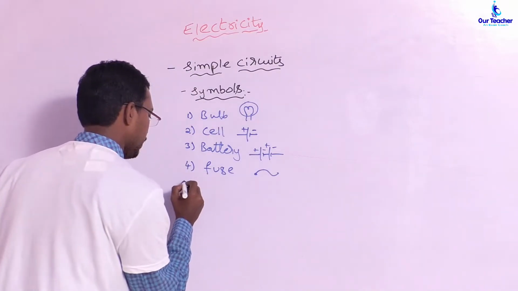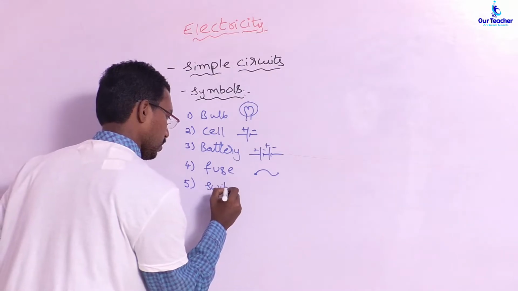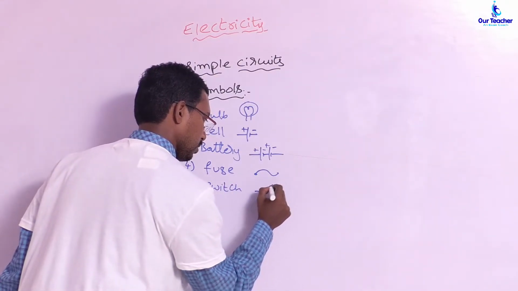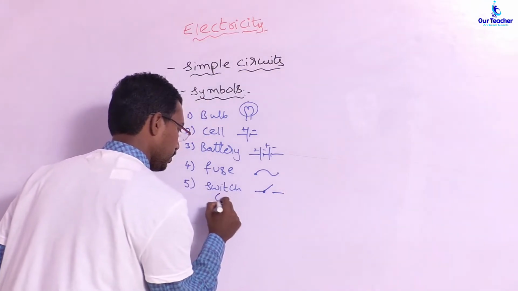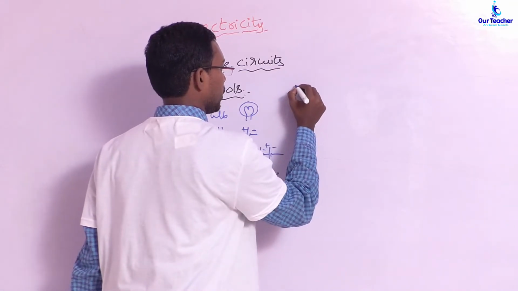Next one, a fifth one, switch. A switch is represented like this. It is an off switch. What kind of switch? If you take an off switch, and if it is an on switch, we will follow like this.